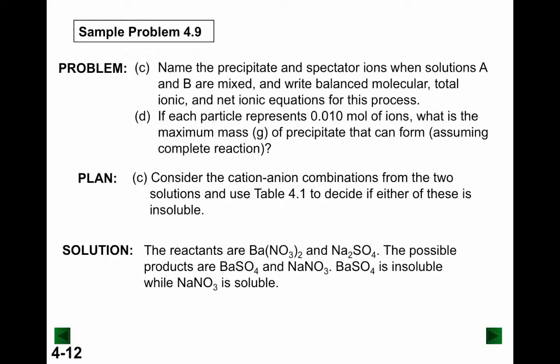For part C, consider the cation and anion combinations from the two solutions and use the solubility table to decide if either of these is not soluble in water. Notice that of the possible combinations, only barium sulfate is not soluble in water. Please try to write the molecular, total ionic, and net ionic equations before moving on to the next slide where you can check your work. If you need help, you can either contact me or move on to the next slide.